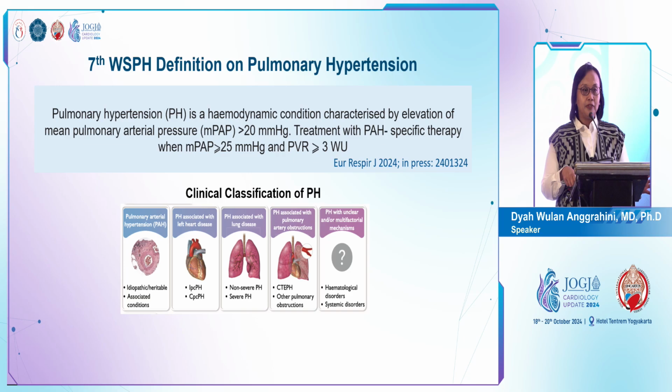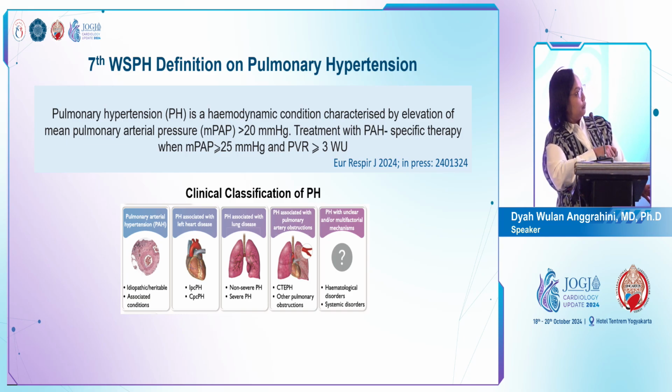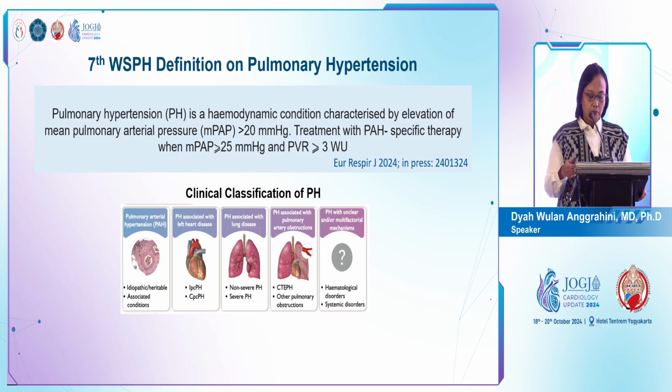So actually, pulmonary hypertension is a syndrome or a clinical condition which could be a result or a consequence of quite several various clinical conditions. That's why there's a clinical classification of pulmonary hypertension, categorized into 5 groups. The first is idiopathic or with specific associated conditions with a similarity in histology. And pulmonary hypertension associated with left heart disease, with lung disease, with pulmonary artery obstruction like post-pulmonary embolism, and with unclear mechanism.